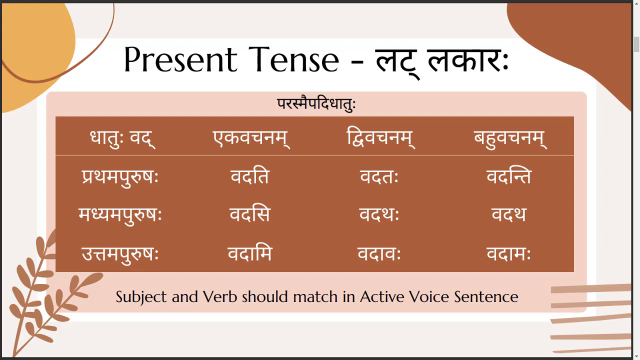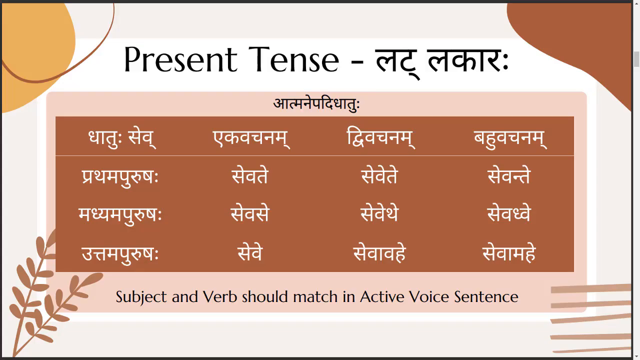Okay, so here the dhatu is vad dhatu: vadati, vadataha, vadanti, vadasi, vadathaha, vadatha, vadami, vadavaha, vadamaha. All that we studied, we know. I'm just recapping so that we have this ready. The same lat lakara, present tense, if it is in atmanepadi dhatu, then here the dhatu is sev dhatu, and the forms are sevate, sevete, sevante, sevase, sevethe, sevadhve, seve, sevavahe, sevamahe. So these are the lat lakara forms, present tense, of parasmaipadi and atmanepadi.